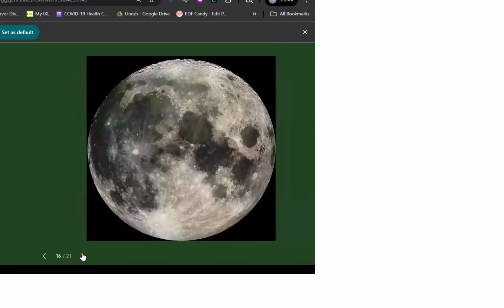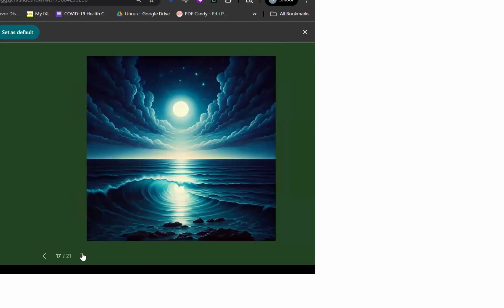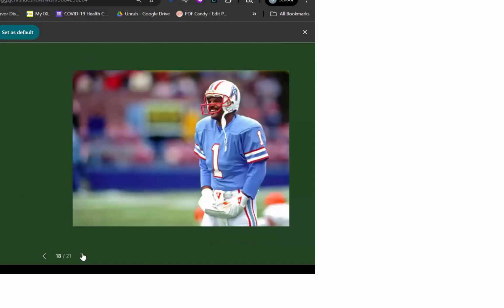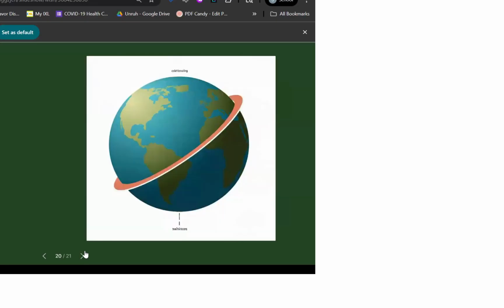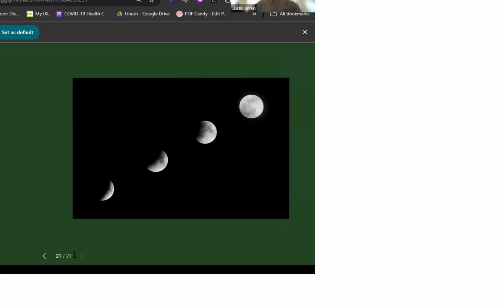It affects our circadian rhythms. It causes the tides. Mysterious. Creates the tides. It stabilizes the Earth's axial tilt. Changes with different phases every single month.